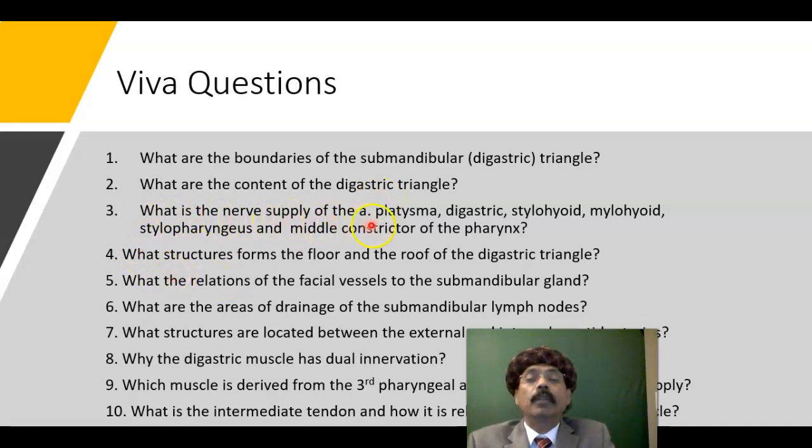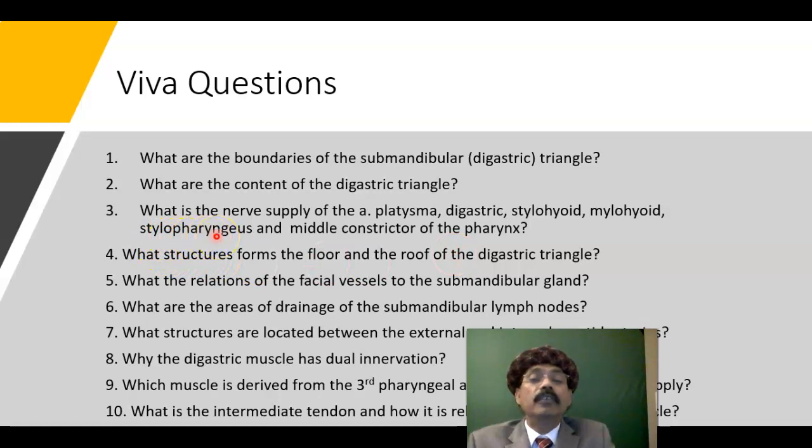What is the nerve supply of the platysma? Again, the cervical branch of facial nerve. Nerve supply of digastric anterior belly: the anterior belly is innervated by the mylohyoid nerve because it is a derivative of the first pharyngeal arch. Posterior belly is innervated by the facial nerve because that is a derivative of the second pharyngeal arch. Stylohyoid muscle is innervated by the facial nerve. Mylohyoid muscle is innervated by the mylohyoid nerve. That is a branch of mandibular nerve. That is a derivative of the first pharyngeal arch.